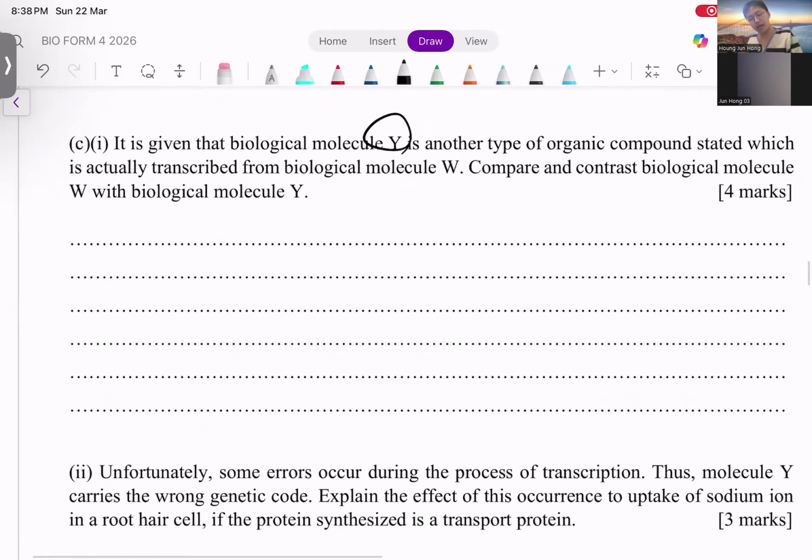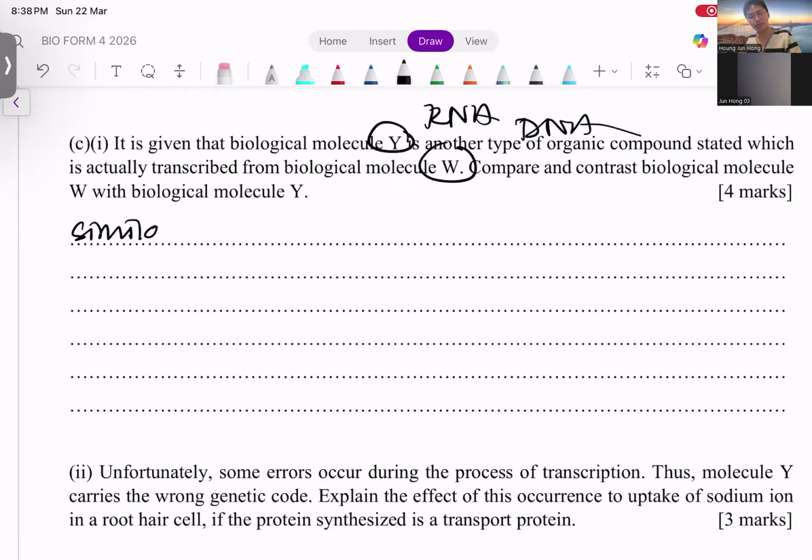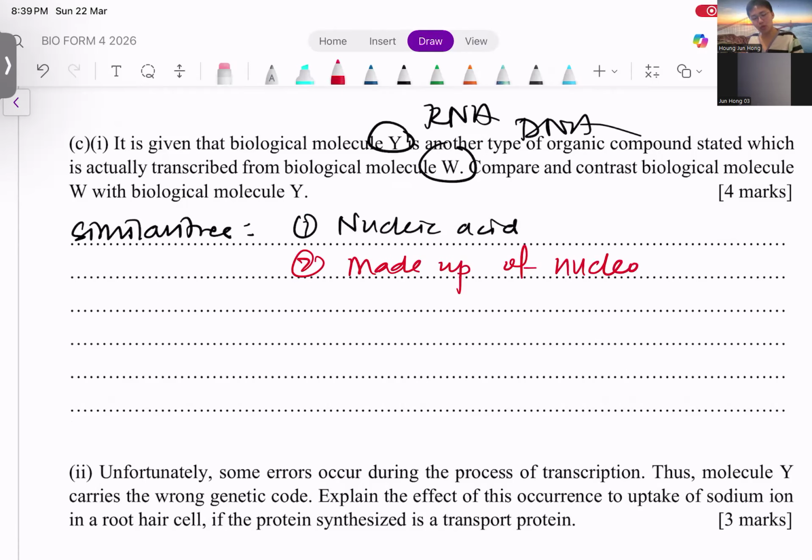Another type of molecule, another type of compound, is actually RNA. So you have DNA, you have RNA. Compare and contrast DNA and RNA. This is not hard. Let's start from the similarities. Since they are both under this chapter of nucleic acid, they are both nucleic acids. That means they will have all the characteristics of nucleic acid. For example, nucleic acid is made up of the monomer nucleotide. So both of them should have nucleotide.